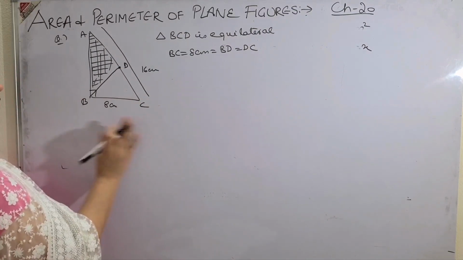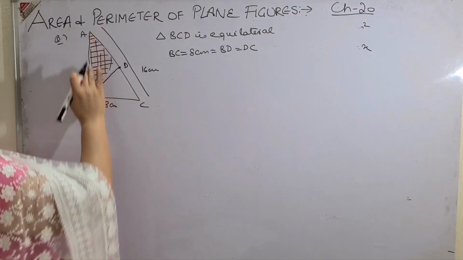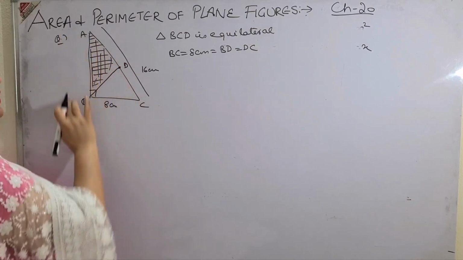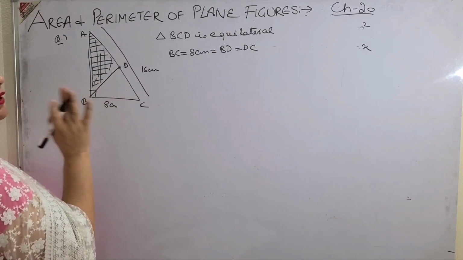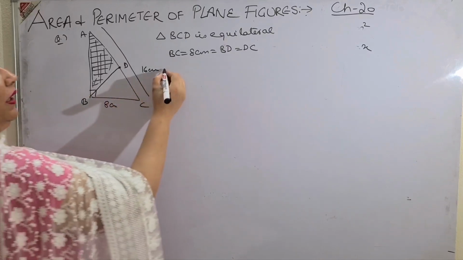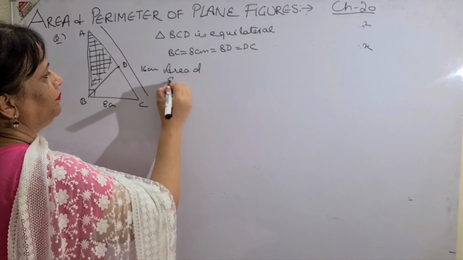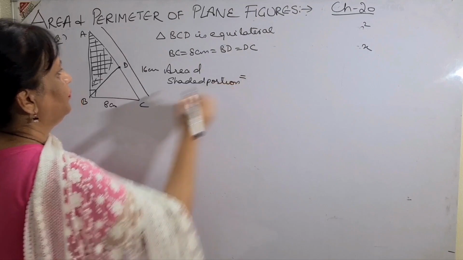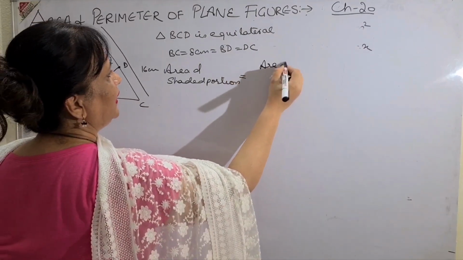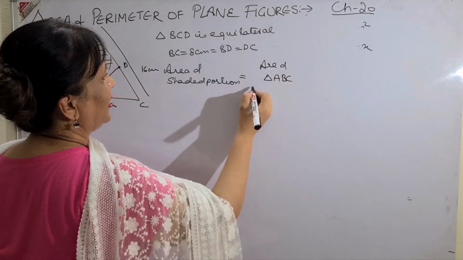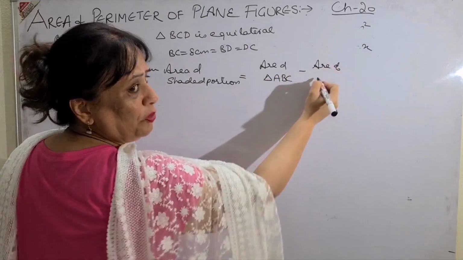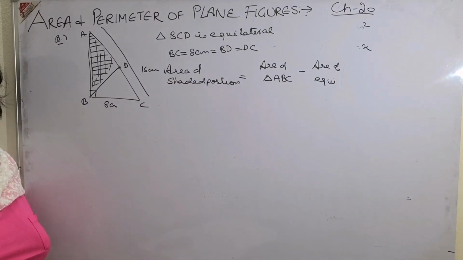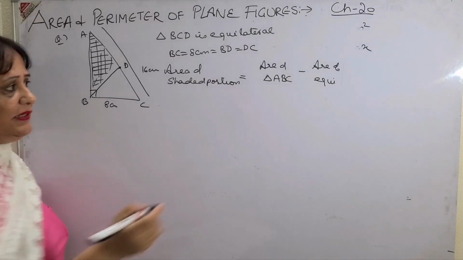So it is very clear what to do. If you subtract the area of triangle BCD from the full triangle ABC, you will get the area of the shaded portion. So first of all, you write that. Area of shaded portion is equal to area of triangle ABC, which is a right angle triangle, minus area of equilateral triangle BCD.